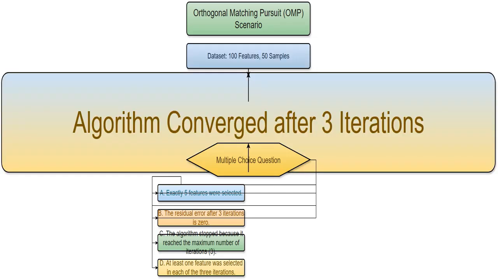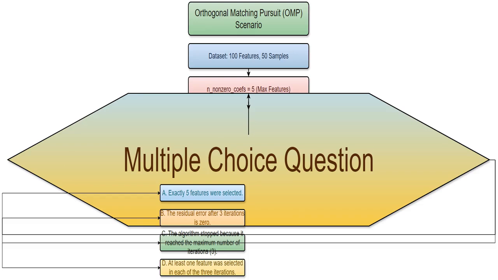The algorithm stopped after performing 3 cycles of feature selection. Each iteration involves picking the most helpful feature and updating the model until stopping criteria is met. This is an iterative process. Here's a multiple-choice question to test your understanding of what happened. Let's see how well you understand this process.